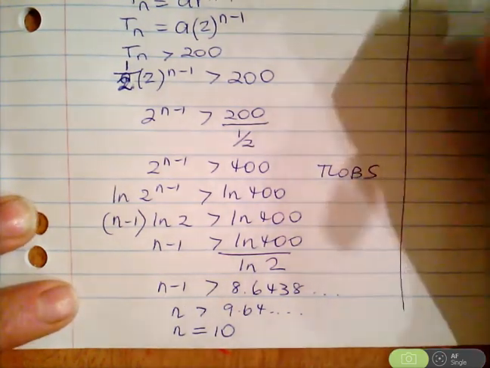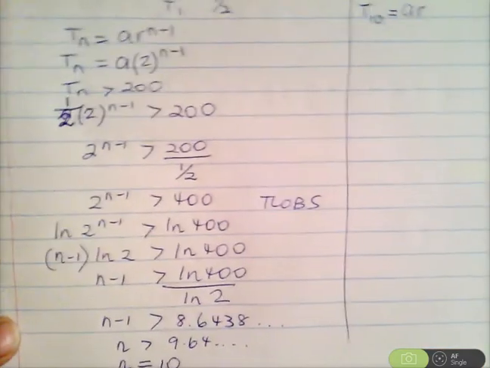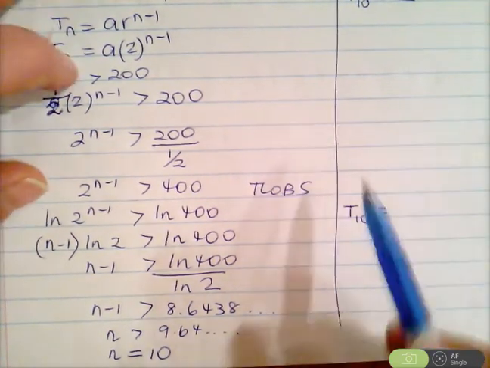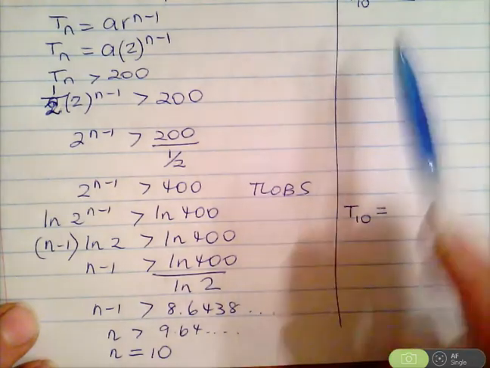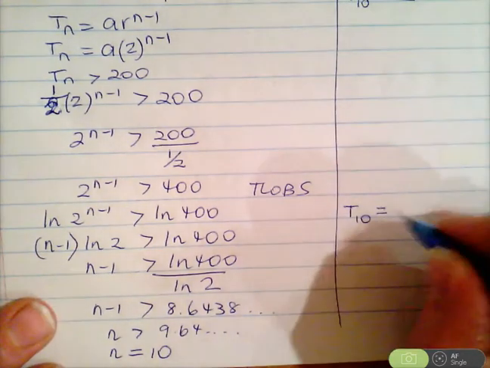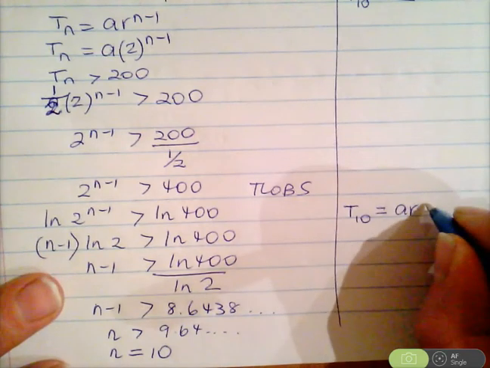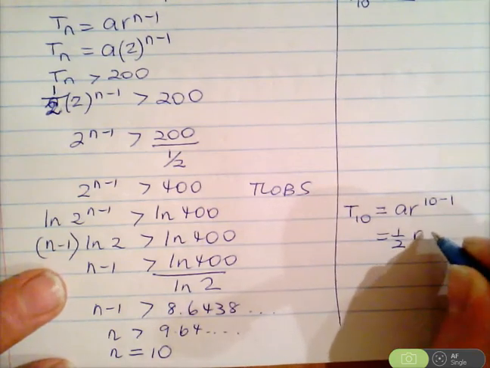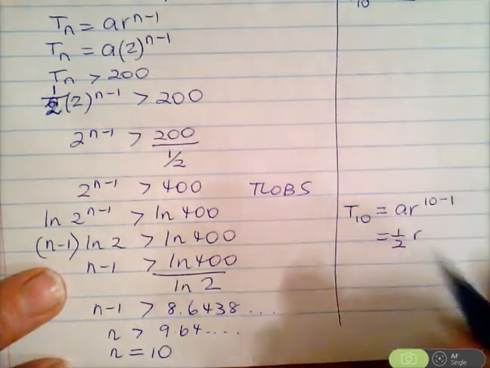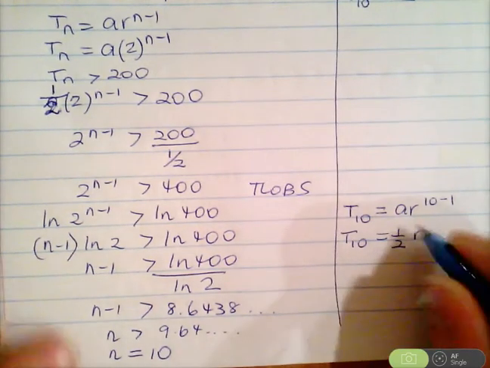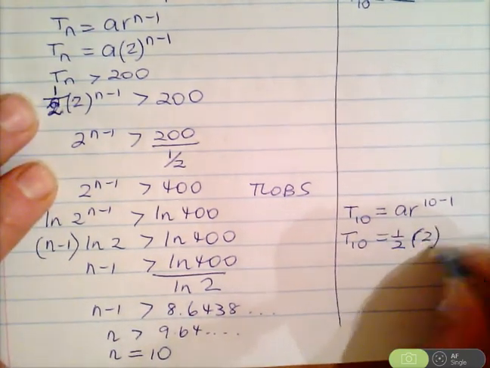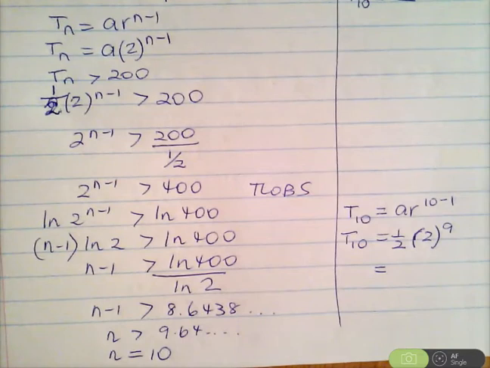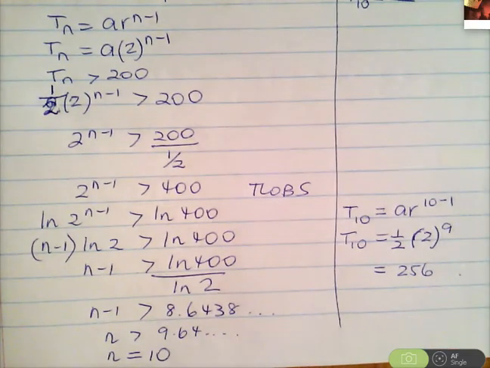So the value of n for which the first term of the series exceeds 200 is n equals 10. We know that T10 equals ar to the 10 minus 1. Actually, we can just check our answer anyway. T10 is a half times, now r is 2, so a half times 2 to the power of 10 minus 1, which is 9. So that will be a half times 2 to the power of 9, which is 256, okay?